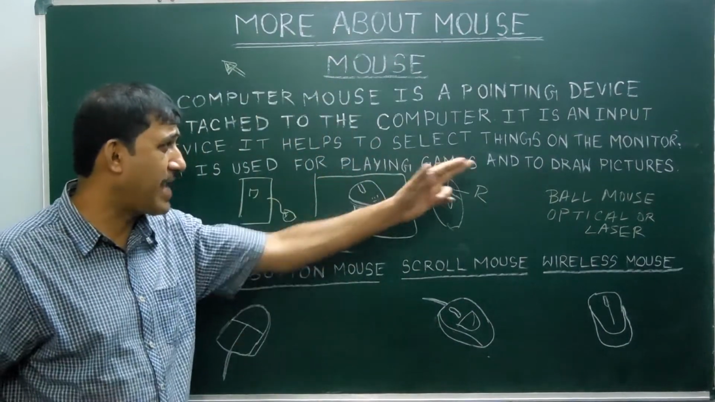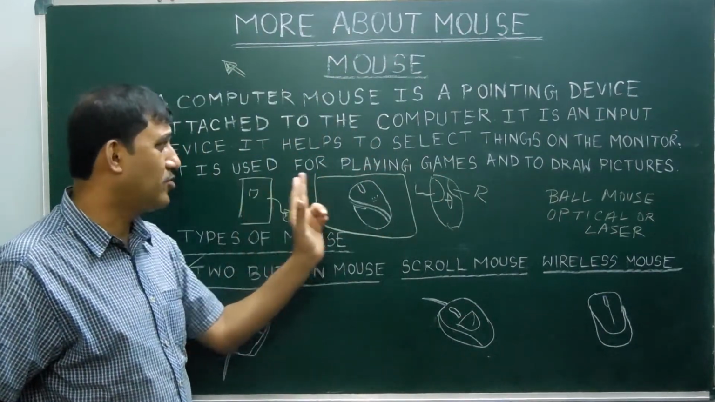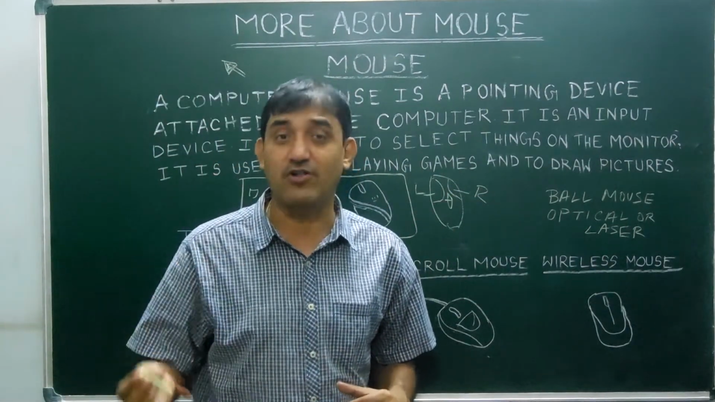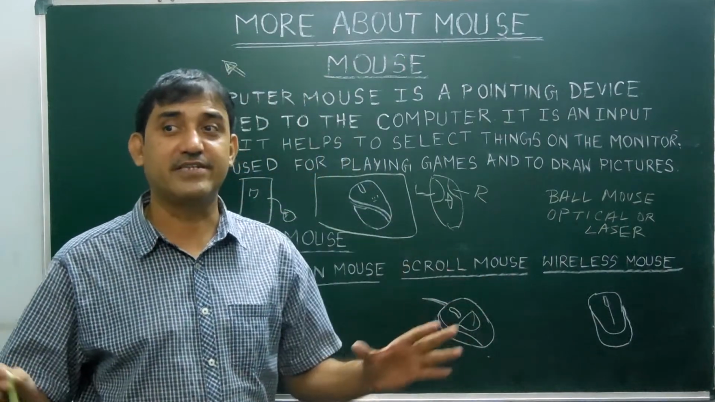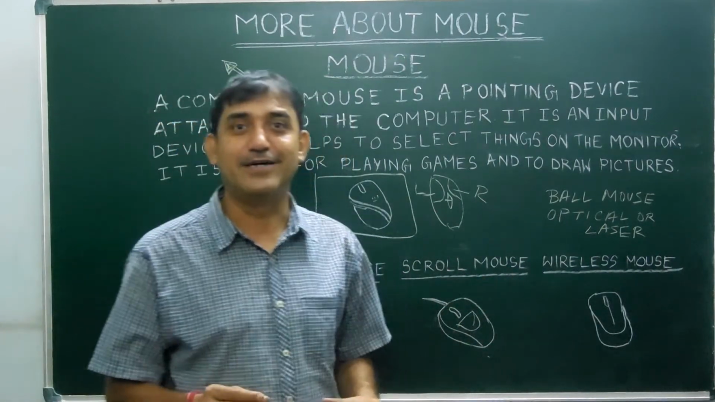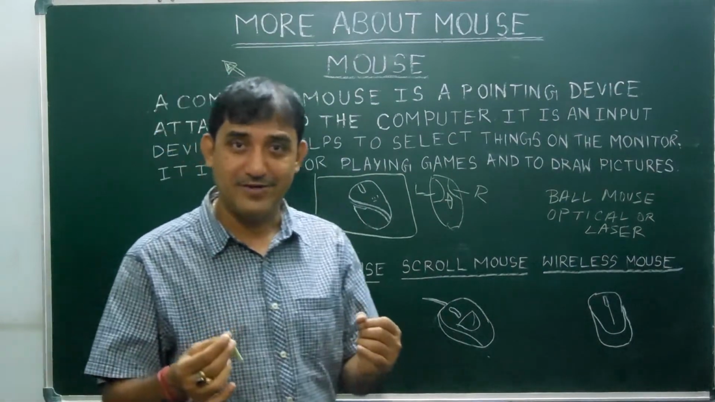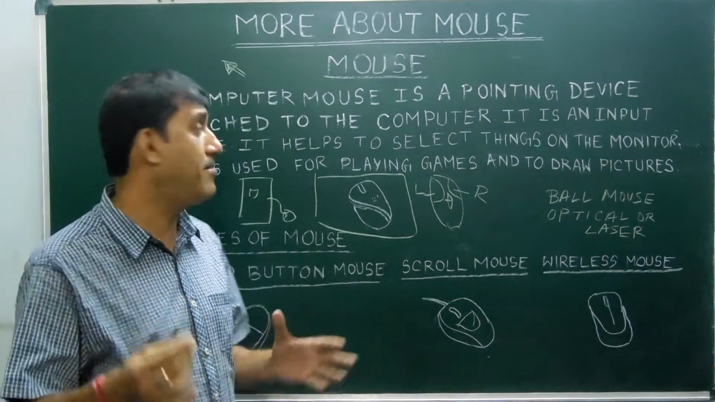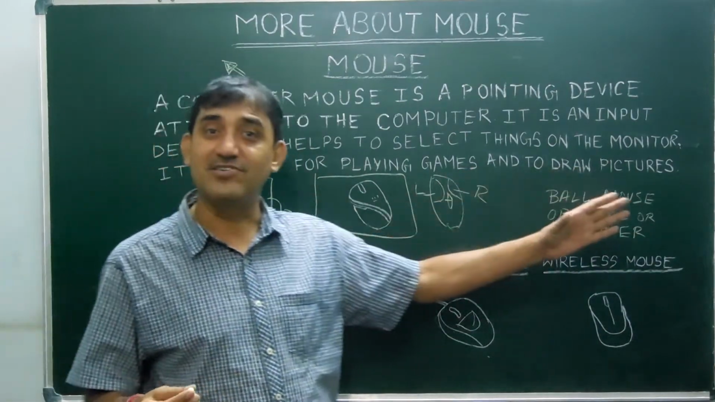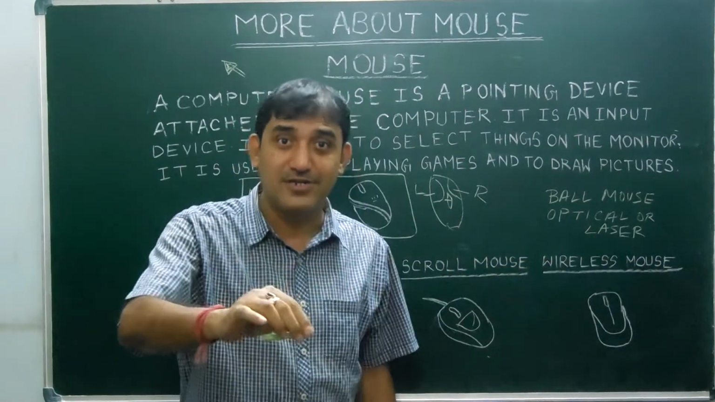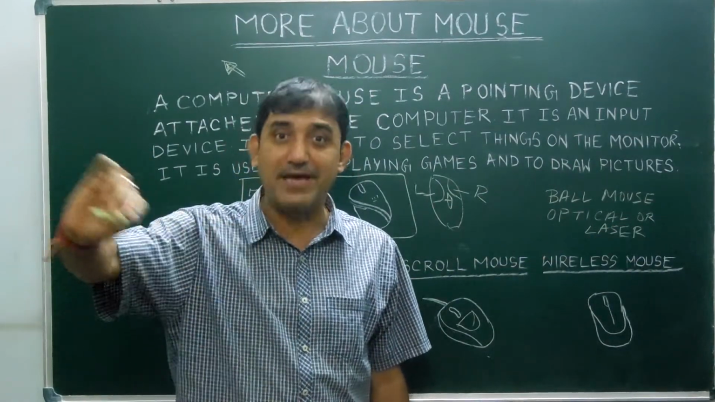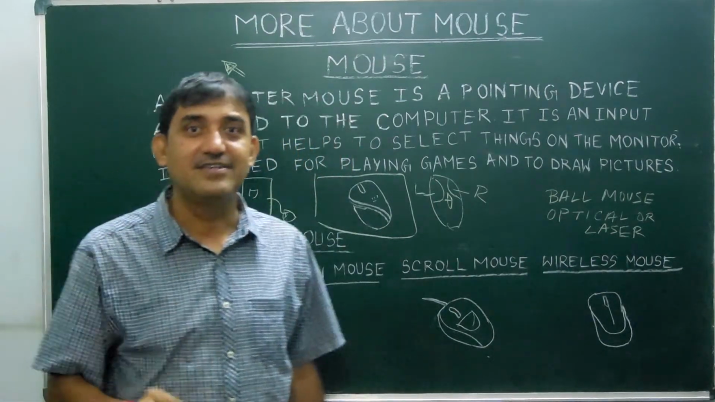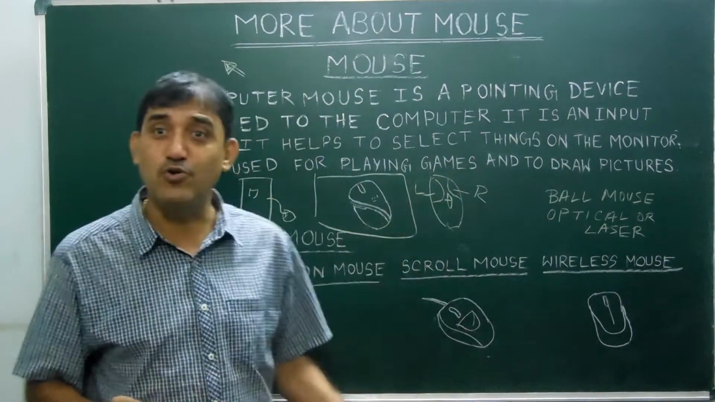We can also play games on the computer. The joystick is also an input device, but if no joystick is there, we can use the mouse to operate the games. We can operate various types of games using the mouse. We can even draw pictures, like in MS Paint, where you need the mouse to drag. You draw, drag and leave it and make a shape. So these are all things that you can do with the mouse.